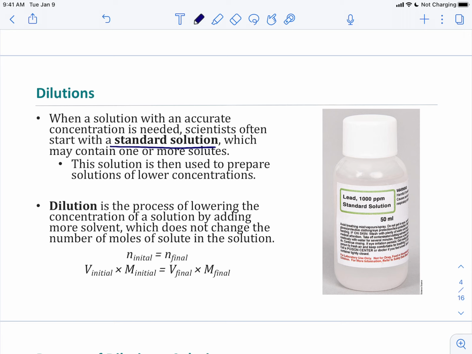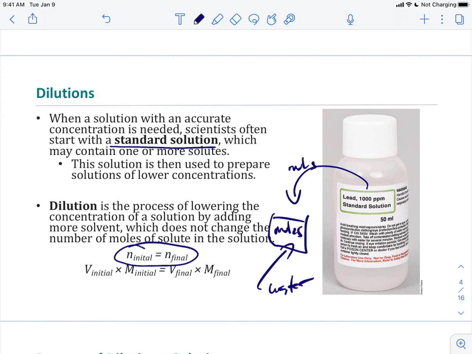Because with a dilution, all you're doing is adding water, the number of moles stays the same, right? That's all I'm doing. The moles of lead, if I take a portion of this solution out, and I put it into a beaker, and then I add some water also, the number of moles here is equal to the number of moles here. All I did was dilute it. So there's the same number of moles in a larger volume. So the initial moles is equal to the final moles.